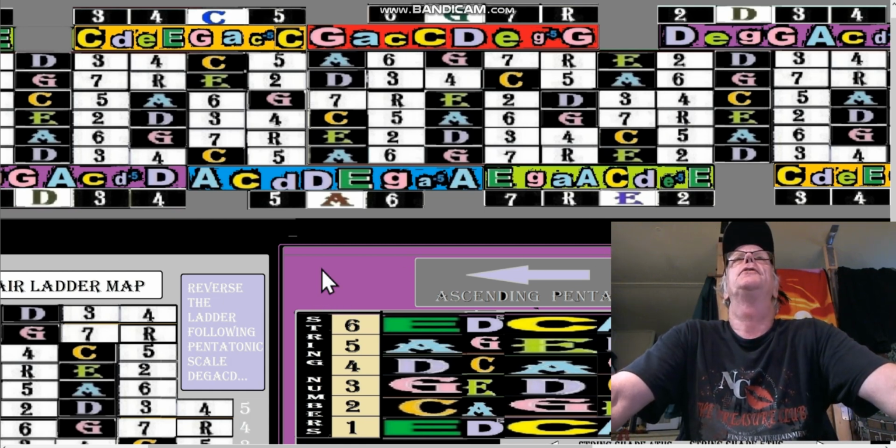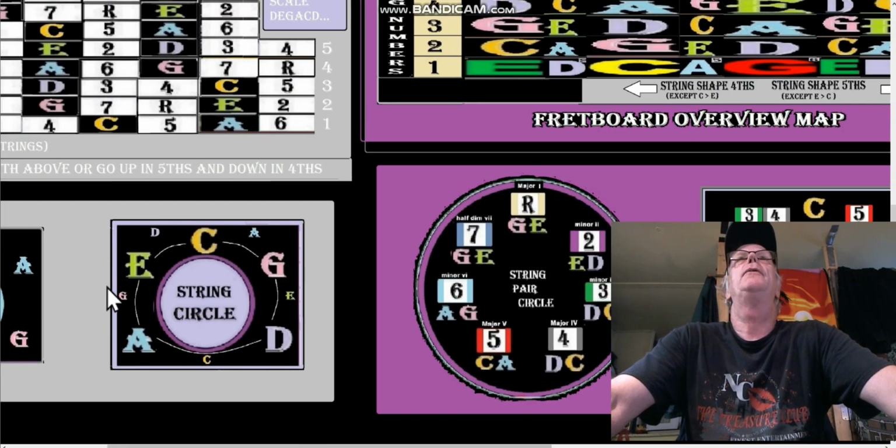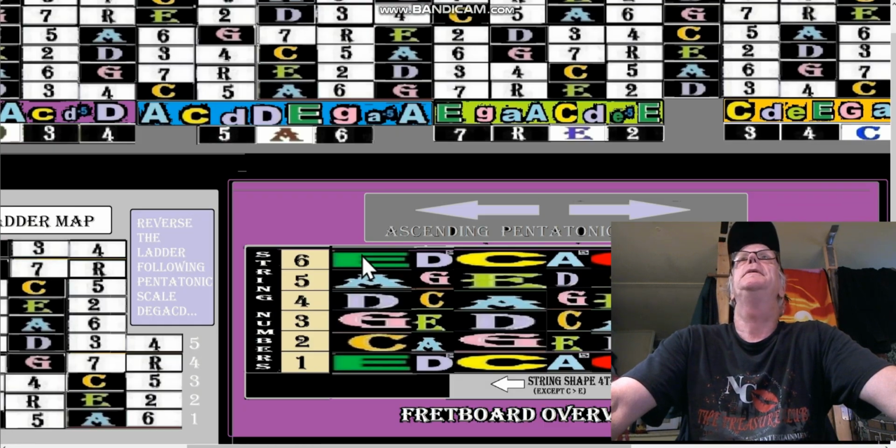Before you're done, so to speak, before you go around the circle here. So this is the string circle, and there's only five string shapes, and that's C, G, D, A, E, and we could talk about how to remember them, make them easy.